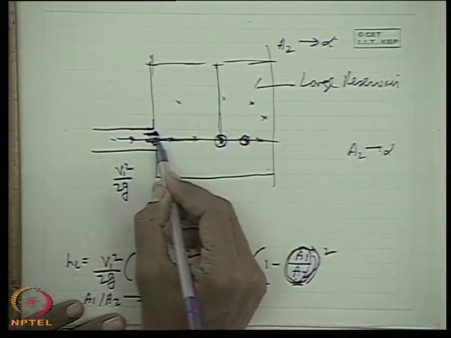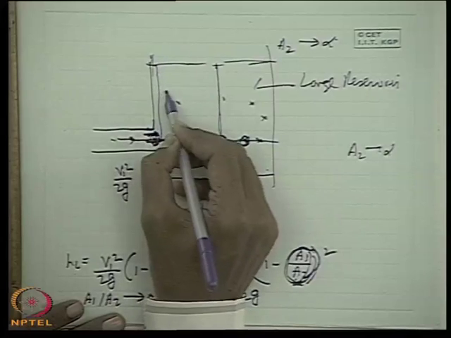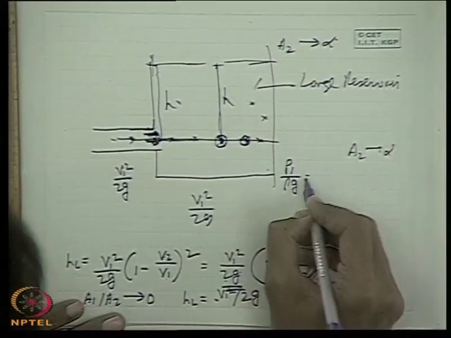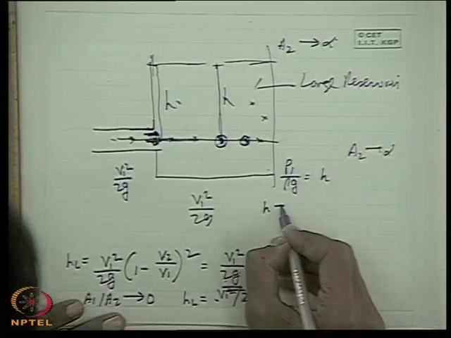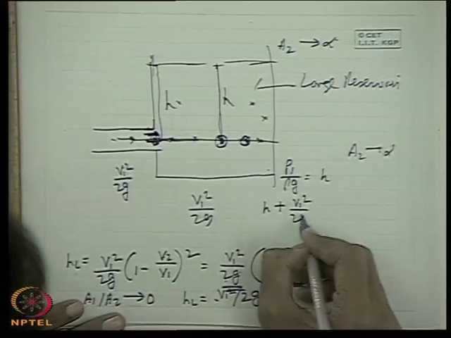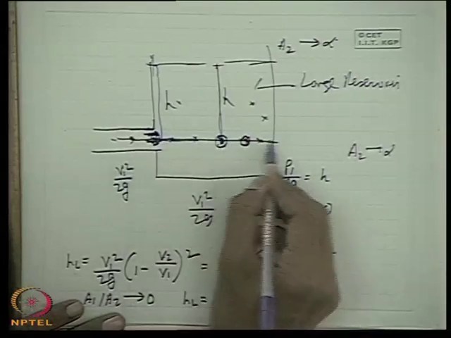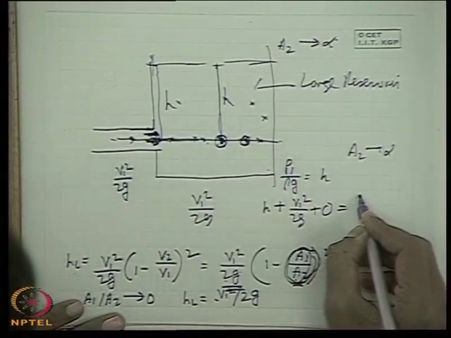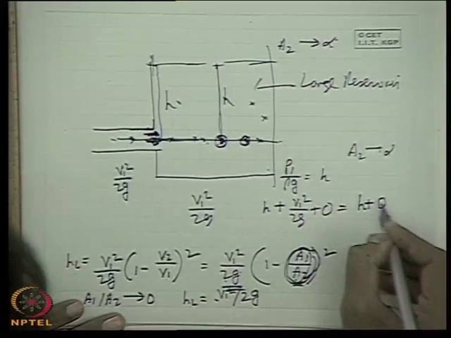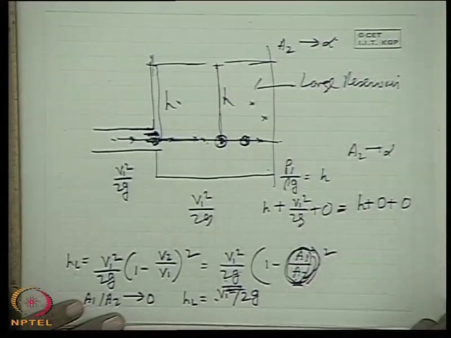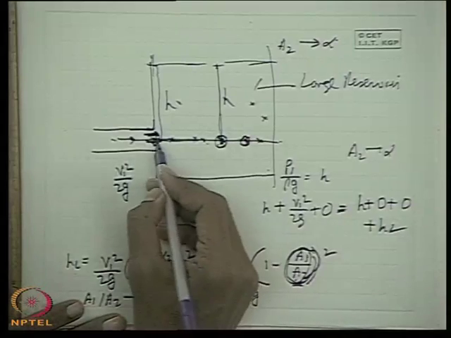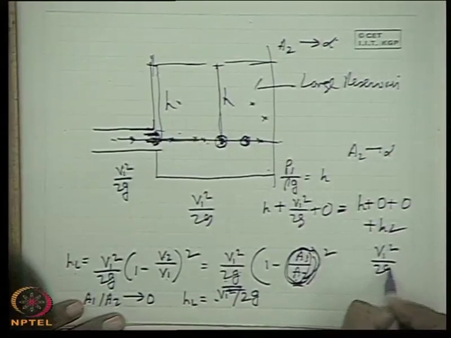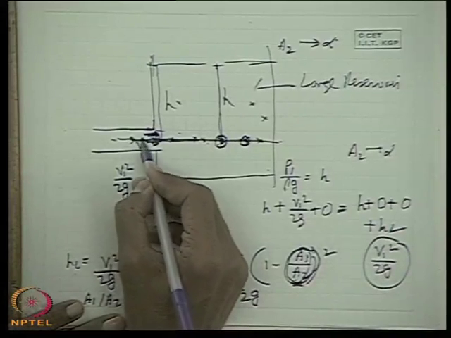That means if we write it at just the discharge plane, with the same pressure, let this be the height H. So P1 by rho G is equal to H, that means H plus V1 square by 2G, with 0 as the datum head, is equal to the head at any one of these points where velocity is 0. So you write the same pressure, but 0 velocity, 0 datum. So where is the inequality? The inequality is that loss. That means from this point to this point, there is loss. This loss is V1 square by 2G.